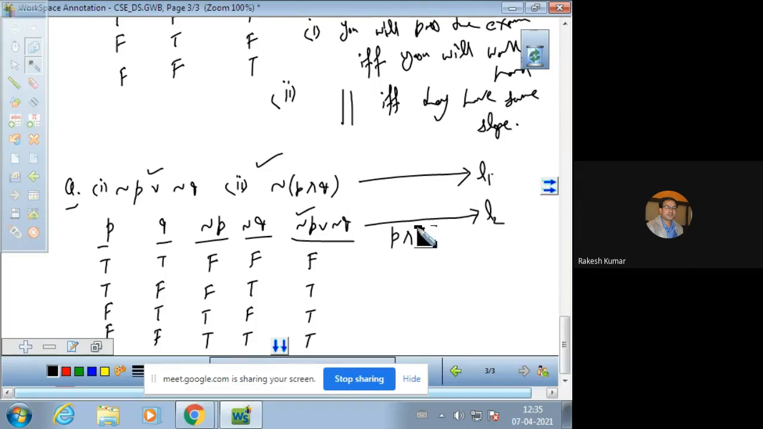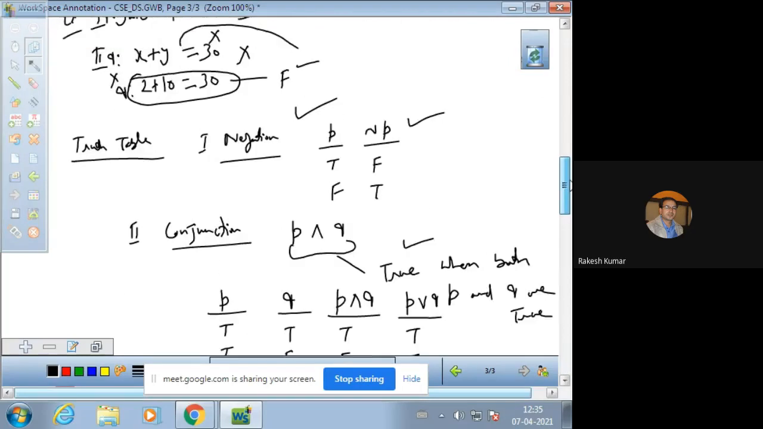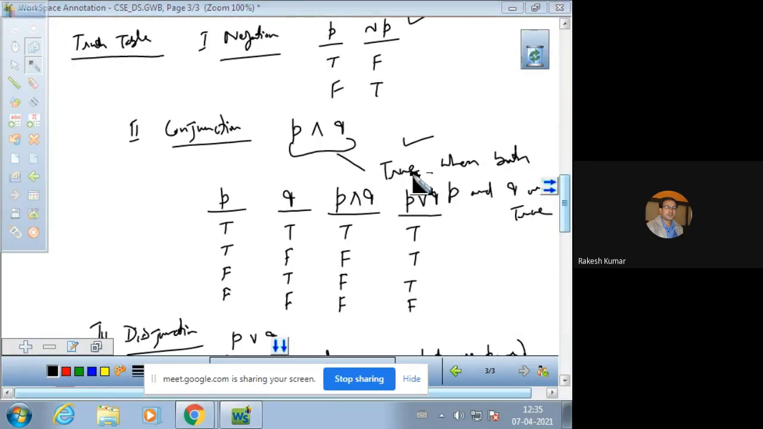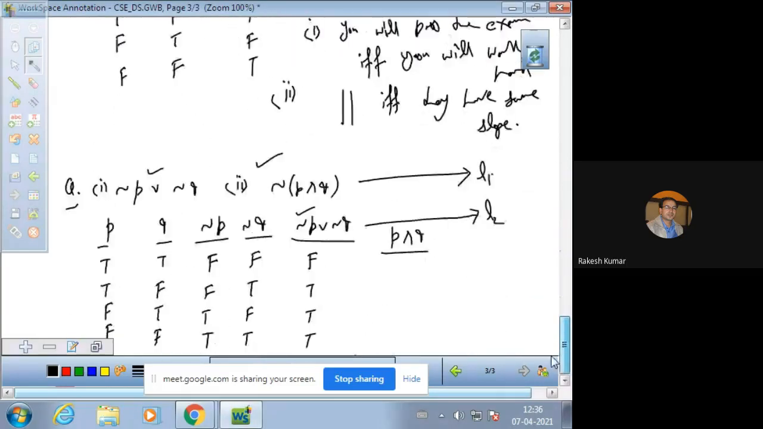P conjunction Q. What is the meaning of P conjunction Q? Conjunction is true when both P and Q are true. So when both P and Q are true, so this is true, false, false, and false. Now you can find out the negative of P conjunction Q. So true becomes false and false will become true.